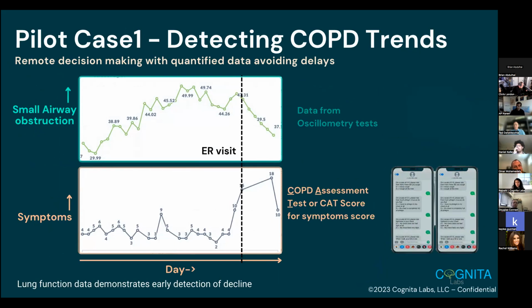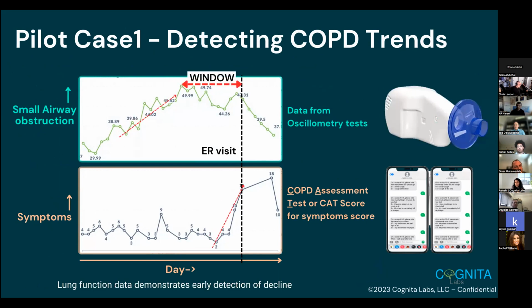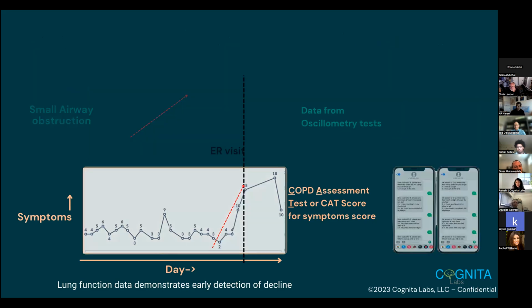And you can see that there is a window of about 7 to 10 days where the oscillometry data has increased because the airway changes happened before, and then the exacerbation happened. So that gives you that window of intervention. And we saw similar trends in all the patients that had exacerbations.